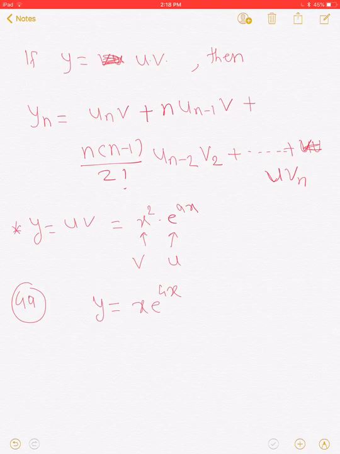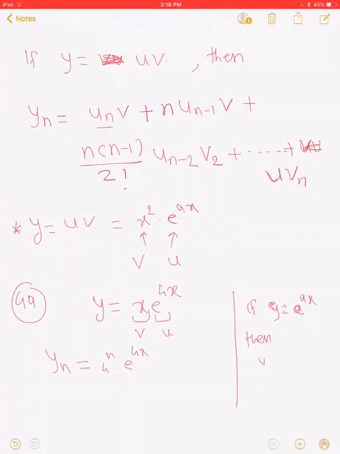Here we have to write this function in the form of u into v. So we are choosing v as x and u as e raised to the 4x. So its nth derivative yn is, first, nth derivative of function u, that is e raised to the 4x into 4 raised to the n, because we know that if y is equal to e raised to the ax, then its nth derivative is a raised to the n e raised to the ax.